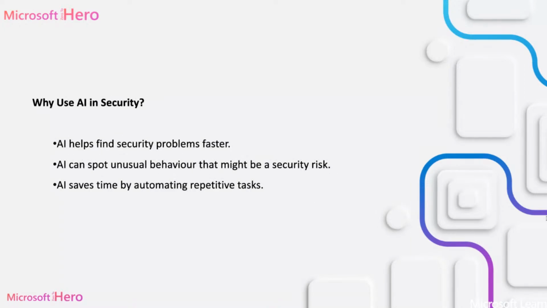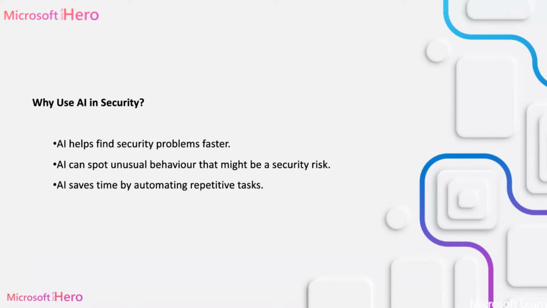Why use AI in security? First, AI helps find security problems faster than humans can. It can scan through huge amounts of data. For example, looking through a lot of data is very hard to do manually. AI can scan huge amounts of data and spot things that look out of the ordinary before we even notice them. This is really important because the quicker we find a problem, the quicker we can fix it.